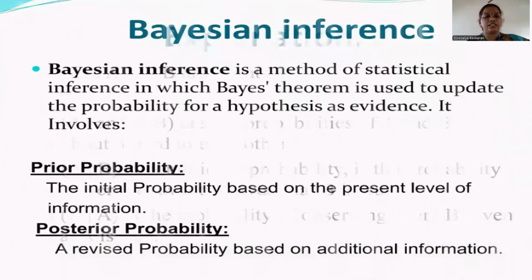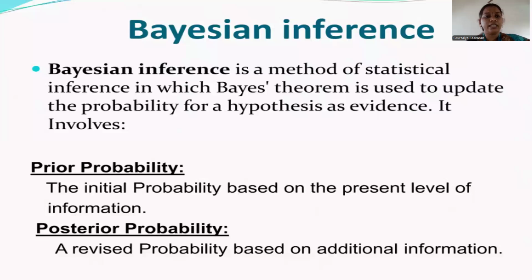Bayesian inference is a method of statistical inference in which Bayes theorem is used to update the probability for a hypothesis as evidence. It involves prior probability and posterior probability. Prior is nothing but the present level of information, and posterior is the revised probability based on additional information.